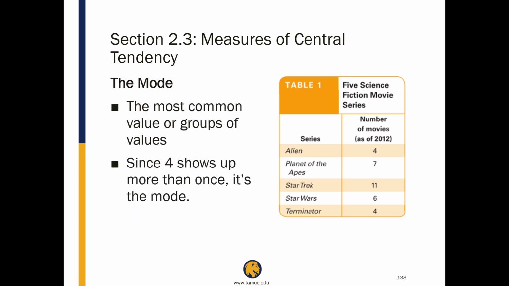The other way of determining the average is through the mode. And the mode is just simply the most common value or groups of values. In this case, since the number 4 shows up more than once, and it's the only number that shows up more than once, it would be the mode.